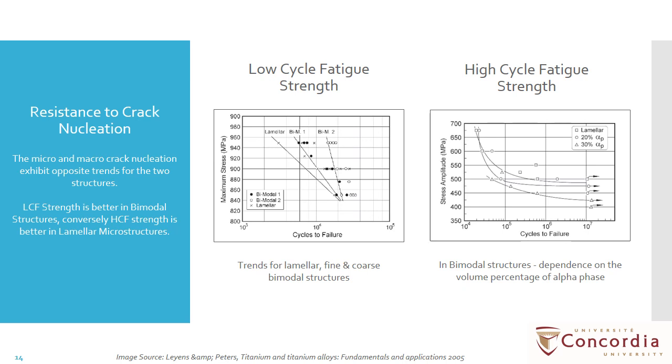An increased alpha phase volume fraction typically leads to reduced high cycle fatigue strength. In the bimodal structure, fatigue cracks originate in the lamellar grains, which are softer than the alpha phase due to the alloy element partitioning effects.